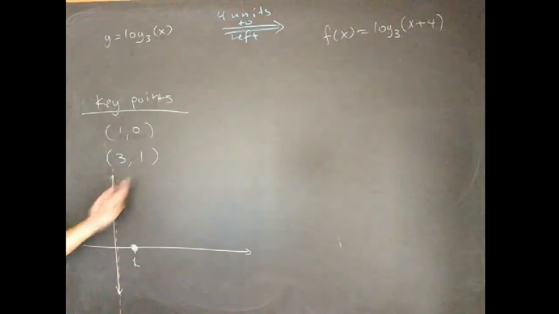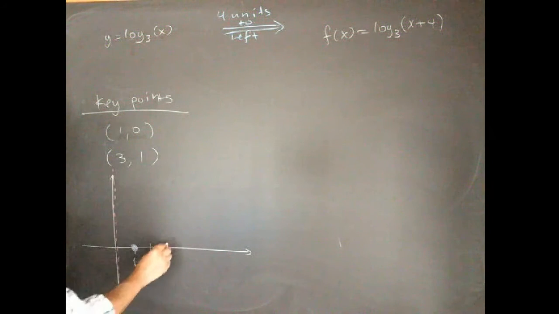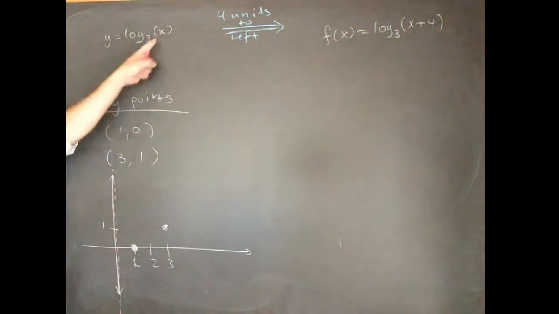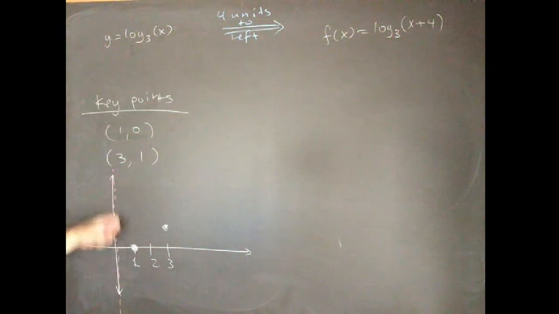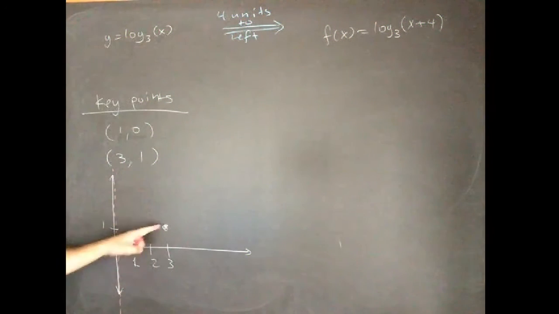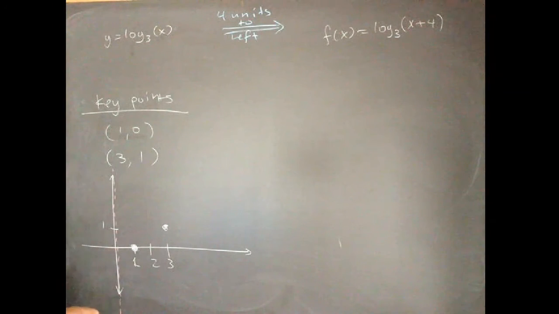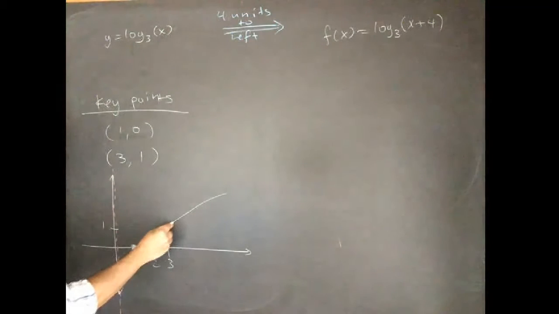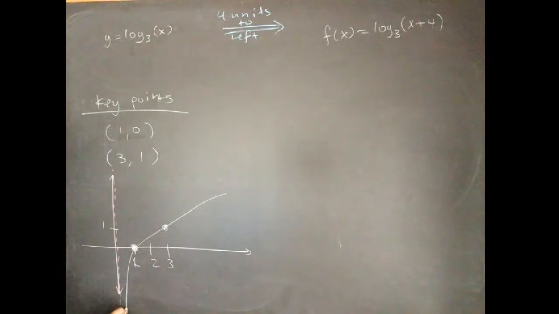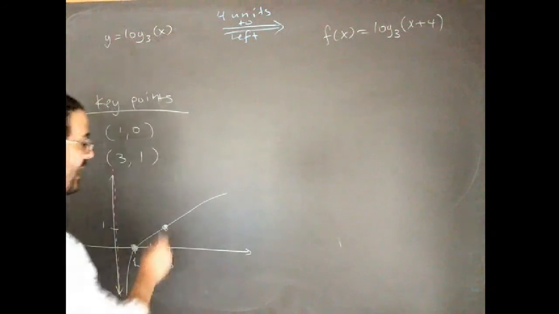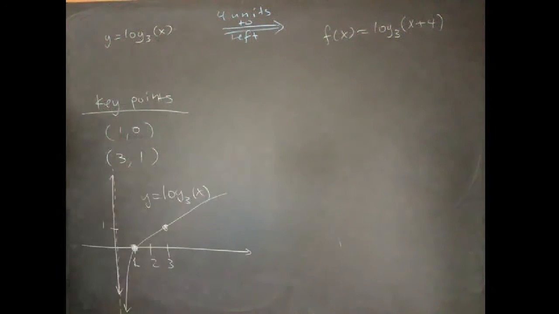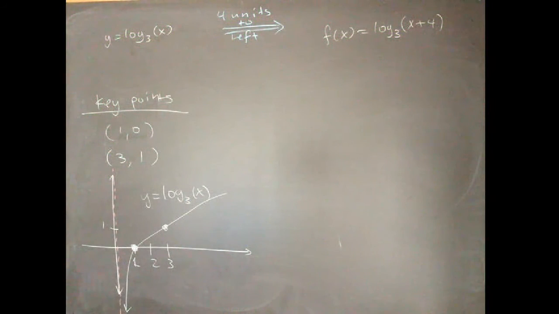And then the other key point is 3, 1, right? So here's x equals 2, x equals 3, there's y equals 1. So this is the point 3, 1. So when I plug 1 into this function, I get an output of 0. When I plug 3 into this function, I get an output of 1. And now we just realize that it's increasing because the base here is a number that's bigger than 1. And so it increases to the right. It passes through these 2 points. And then there's a vertical asymptote here dropping down in this direction. Okay, so this is the graph of our base function, y equals log base 3 of x.